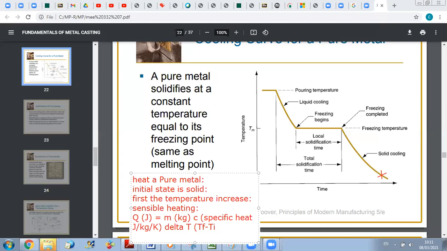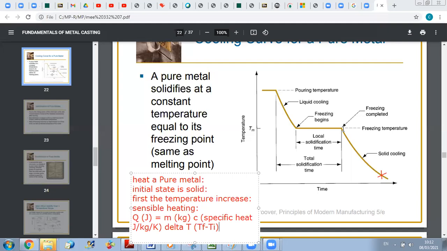Now, the first step is to heat your metal until reaching what? At what instant will sensible heating stop? When you start phase change. So when you reach a critical temperature, which is called the melting temperature. The melting temperature is the temperature at which you start to observe a change of phase from solid to liquid.